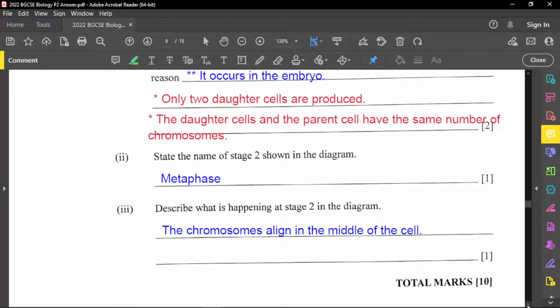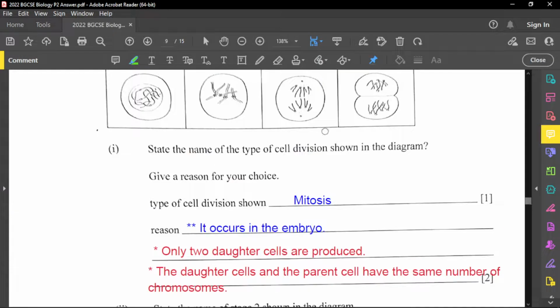All right, we know that they have the same number of chromosomes. For part 2, state the name of stage 2 shown in the diagram, and that is metaphase. Describe what is happening at stage 2 in the diagram. In metaphase, the chromosomes align in the middle of the cell. If you go back to it, you see that the chromosomes are aligned in the middle of the cell, and that part is called the metaphase plate.